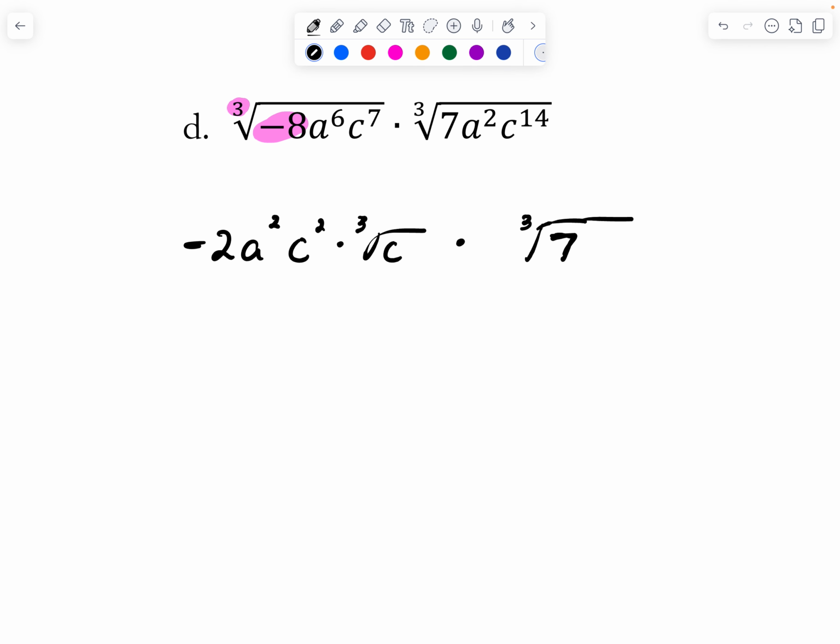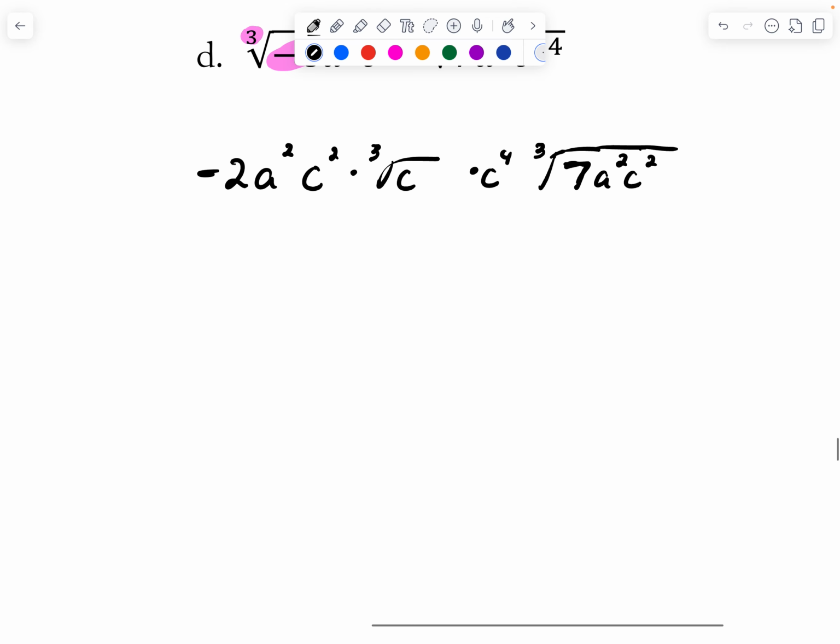3 can't go into 2 evenly. There's not enough inside, so that's going to stay a squared. But in terms of my C, for this one, 3 goes into 14 4 times, so that's C to the 4th power, and then there's 2 C's left over.